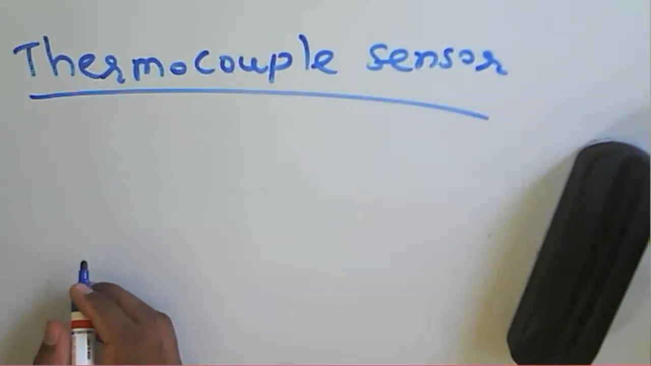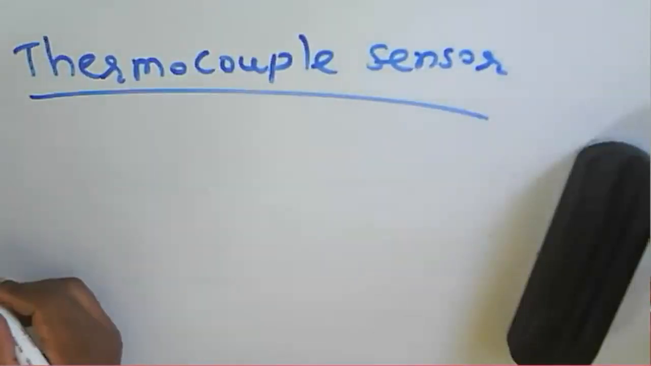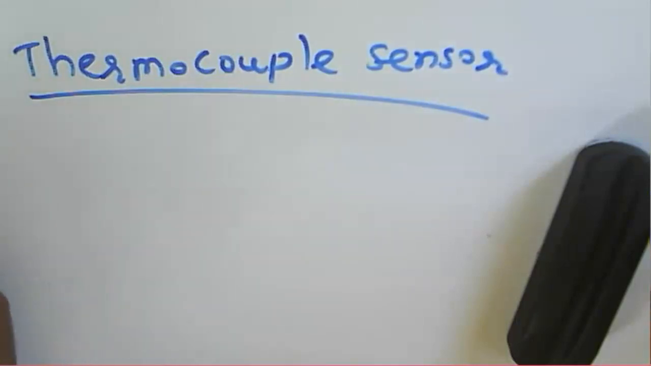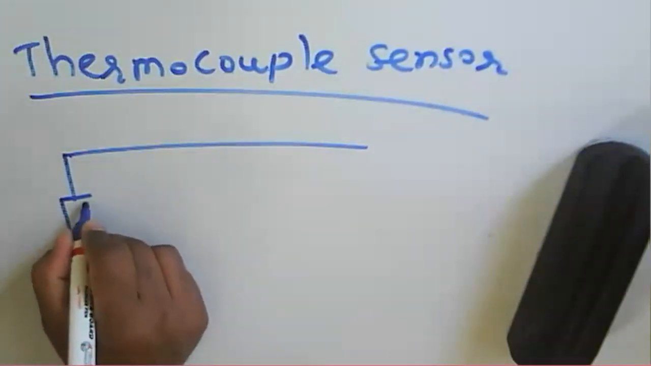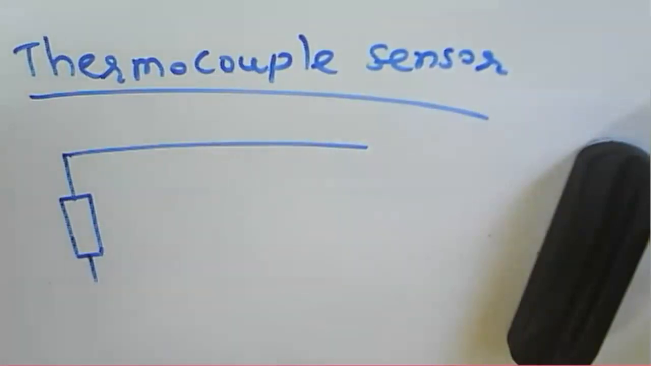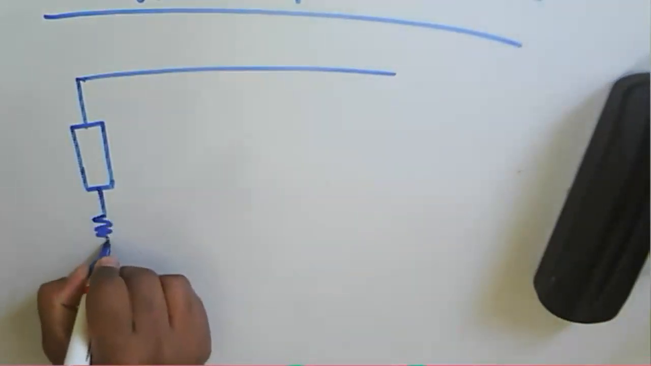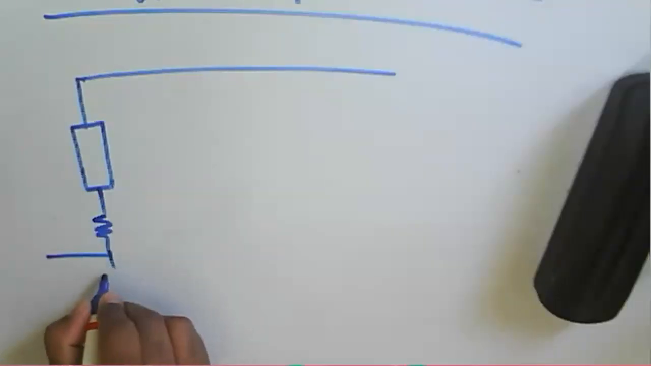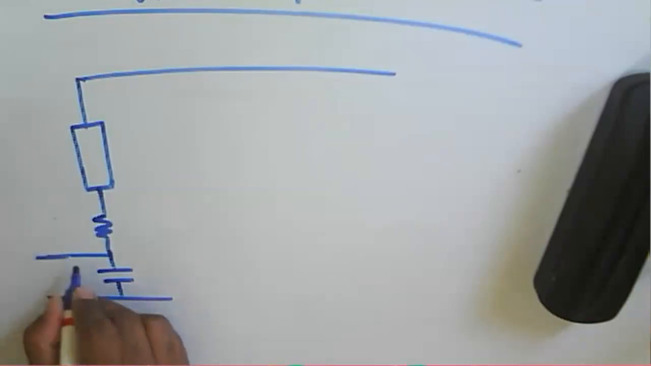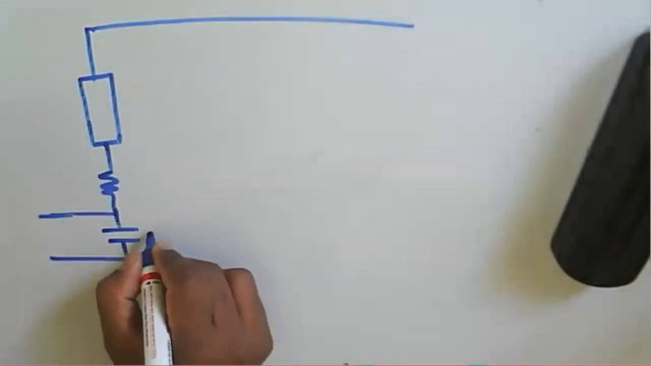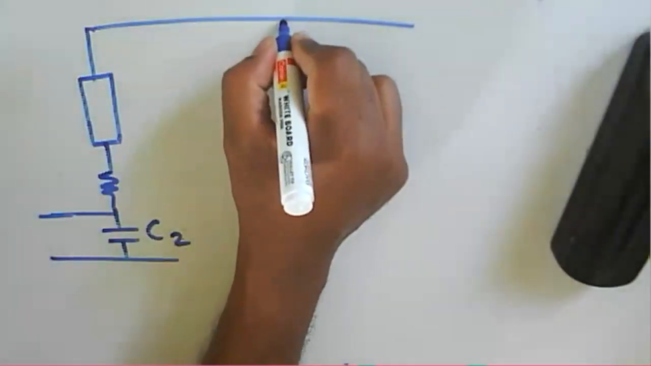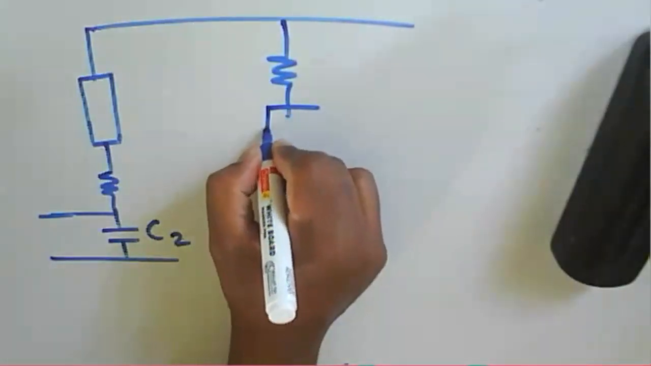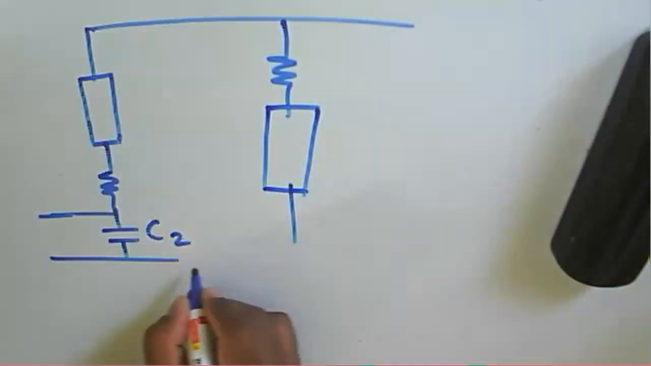Now if you see a thermocouple sensor, it has two different metal contacts, one a hot and one a cold junction. For a given thermocouple, I will draw a diagram here. Here we have the junction that is hot and cold. We need to measure what happens to this thermocouple when we apply the microwave power or RF input to the device. Here is a thermocouple, another resistor, another thermocouple. Two thermocouples are used.